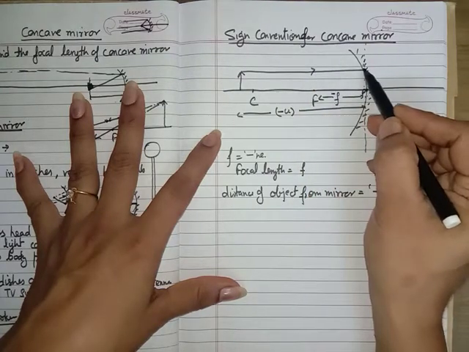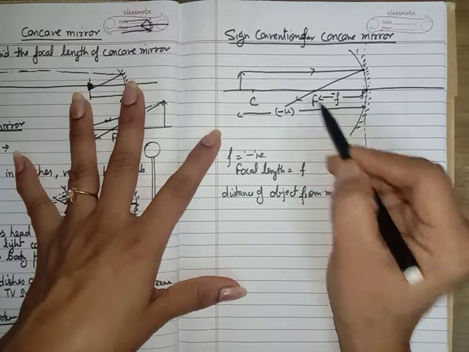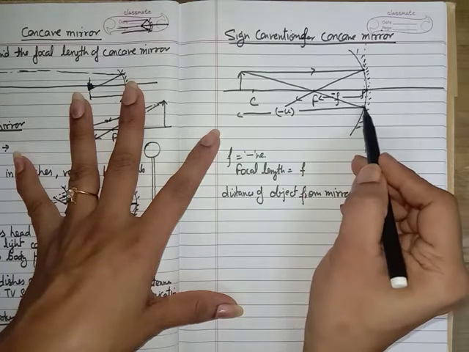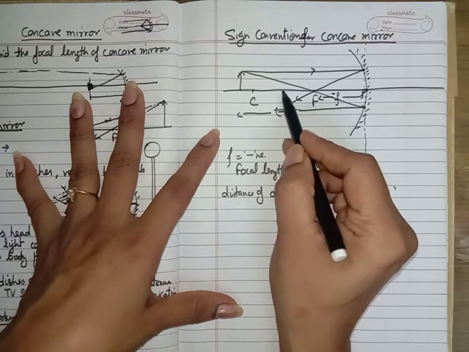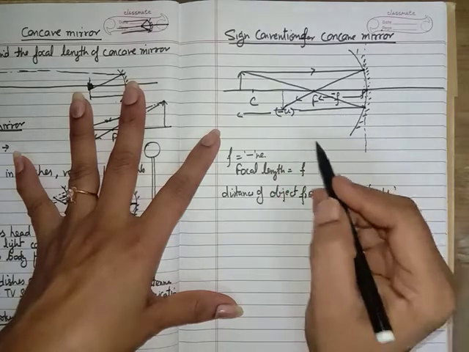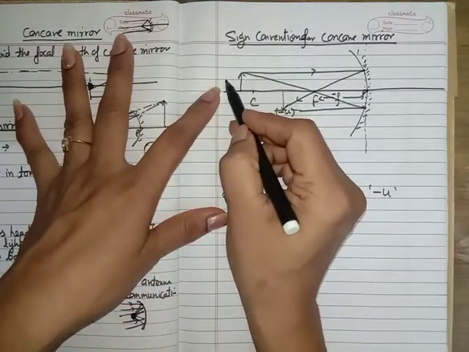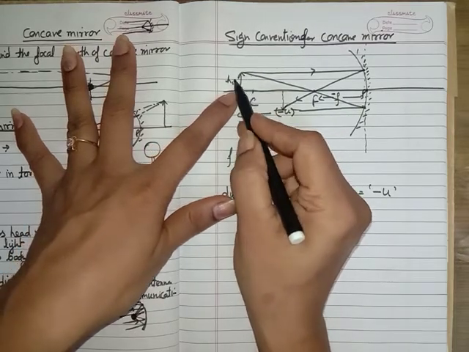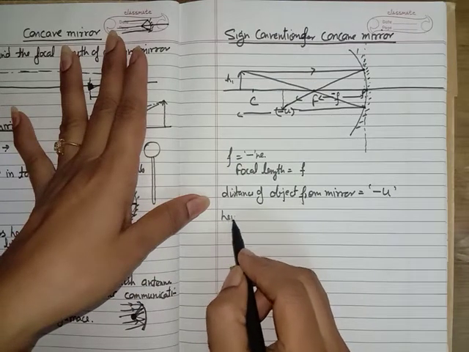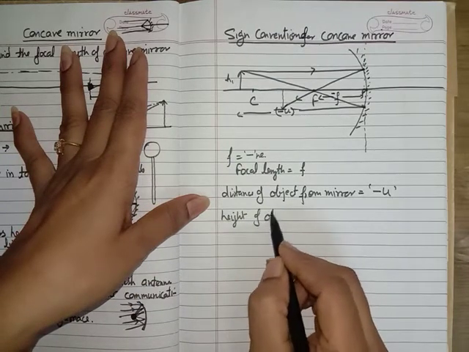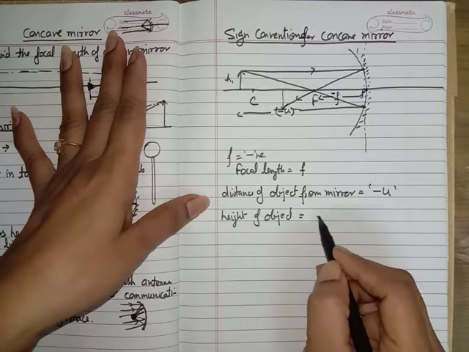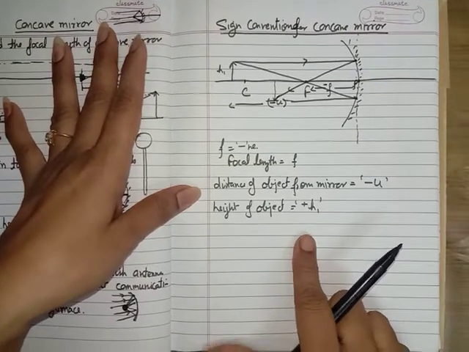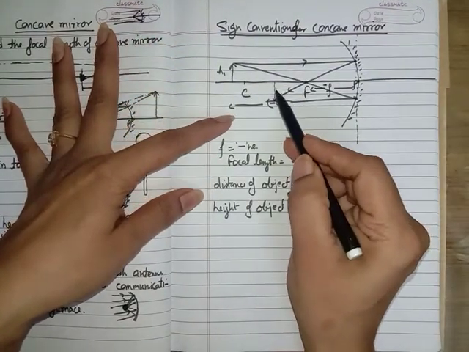and the ray which is parallel to the principal axis passes through the focus of the mirror, and the ray which passes through the principal focus goes out parallel to the principal axis. So it will be made here. Okay, now the height of the object is represented by h1, and we are measuring the height in the upward direction, so it should be positive. So the height of the object is represented by h1, and it should always be positive. Okay, no confusion here.